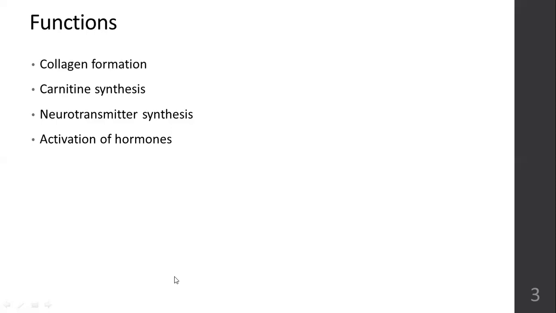Then, activation of hormones. Many peptide hormones or hormone releasing factors, when they are synthesized in the body, require vitamin C for their activation, like calcitonin, gastrin, oxytocin. These are different hormones. Thyrotrophin, corticotrophin, vasopressin, growth hormone releasing factors. For the activation of all these hormones, vitamin C is required.